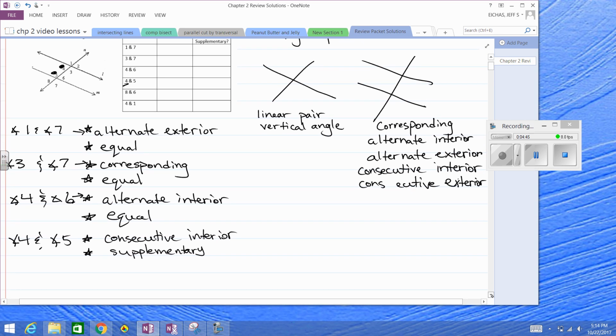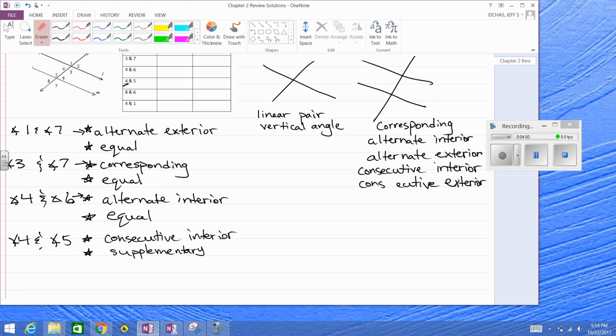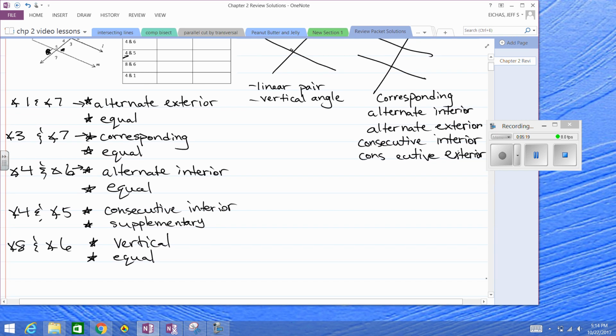Let's see, we're on 8 and 6. 8 and 6 are vertical angles, so they're on one intersection. If they're on one intersection, you're going to pick either linear pair or vertical angles. If it's one angle from two different intersections, we're going to pick one of these five, maybe. In this case, angle 8 and angle 6 are on one intersection. Those are going to be vertical angles, and those are equal. They don't need parallel lines or anything like that.